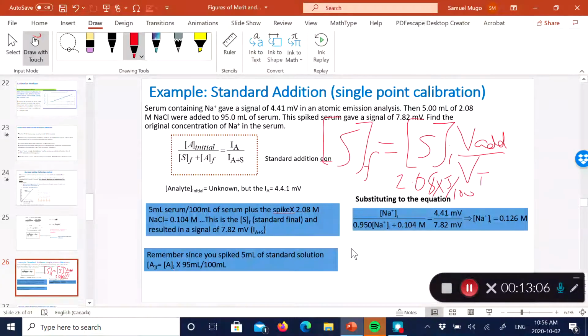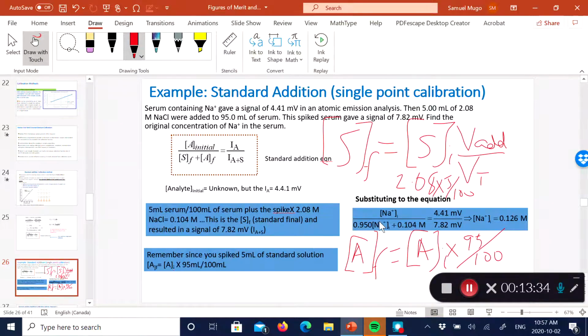Now, the analyte final, on the other hand, remember, equally you did a dilution, so the analyte final is equal to analyte initial, I don't know what it is, that's what I'm looking for, times the dilution factor. And the dilution factor in this case, initially I had 95 ml of the serum divided by the 100 ml.